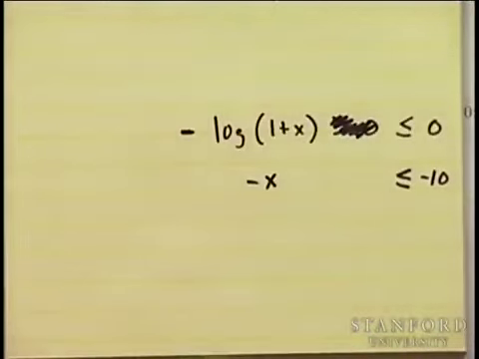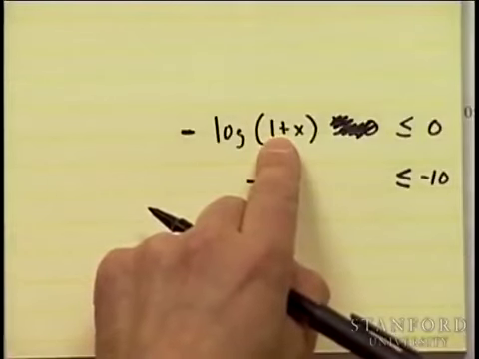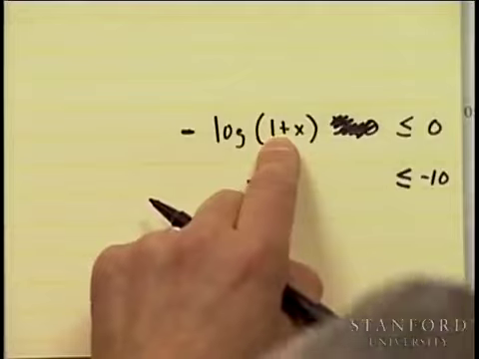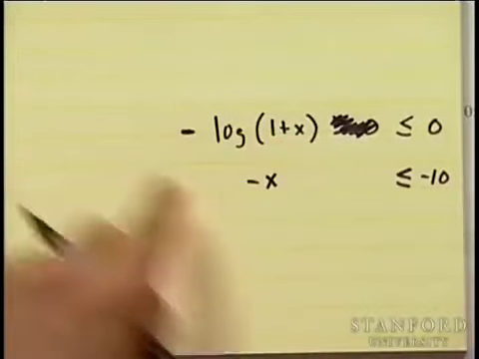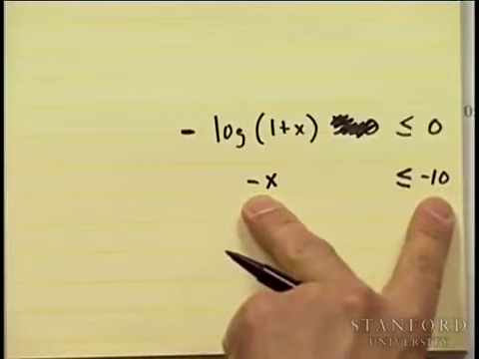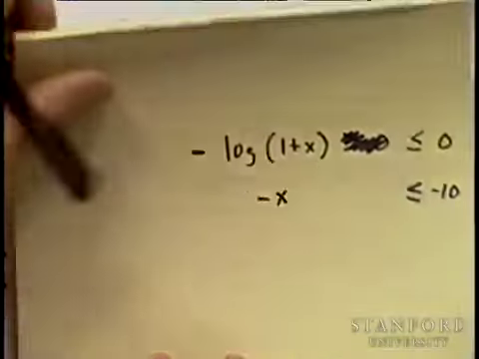Now, to say that you're in the domain here, there's no domain restriction from this one. There is a domain restriction here, and it's that 1 plus x should be positive. But that's not the same as the feasible set. The feasible set says that x should be bigger than or equal to 10. That's the feasible set. So they're different. They're not the same. You have to go back and look at it carefully.